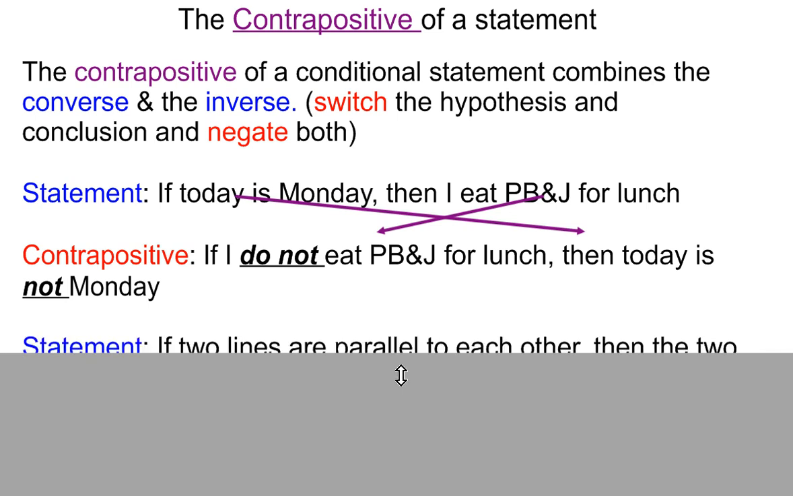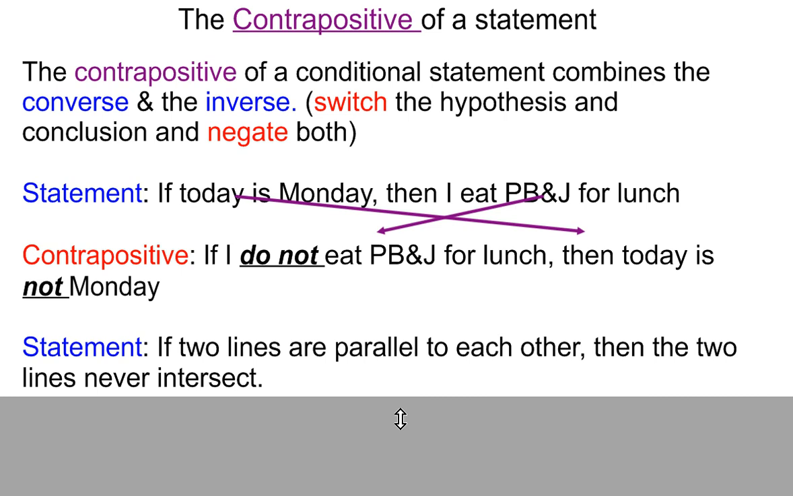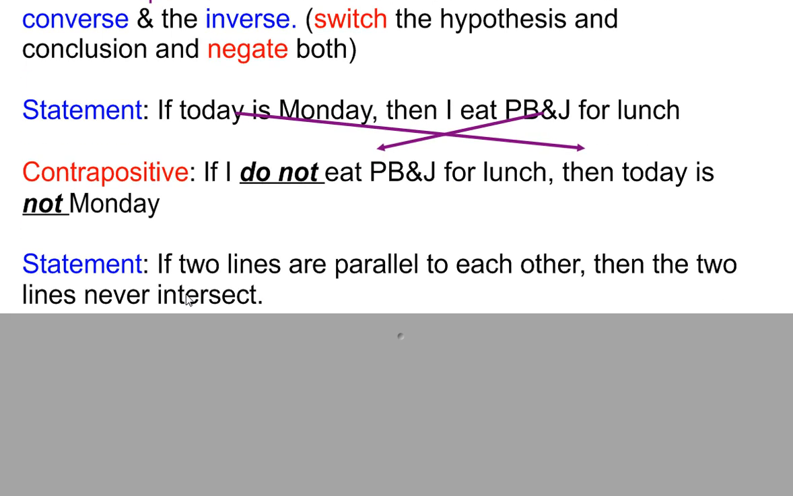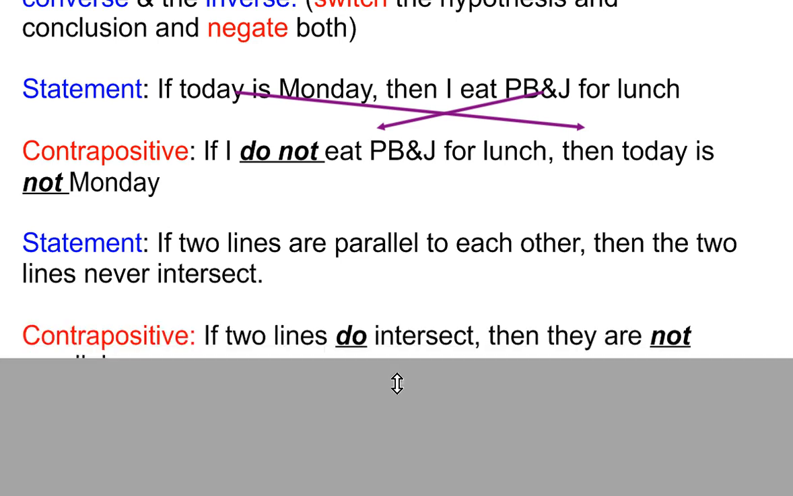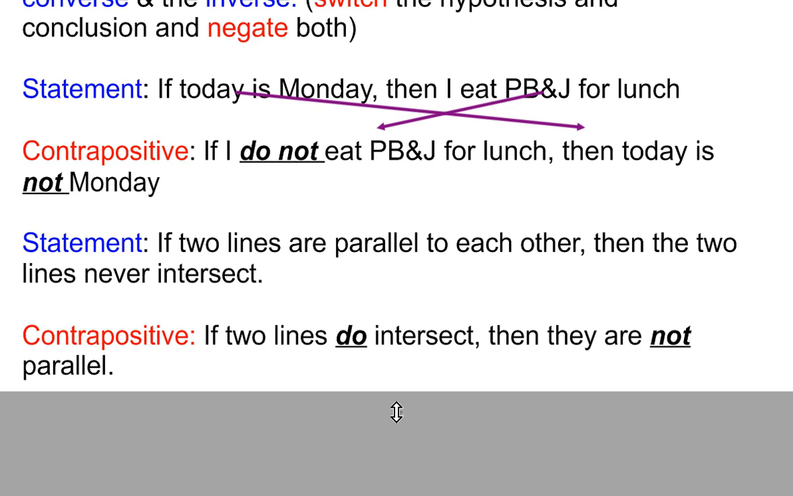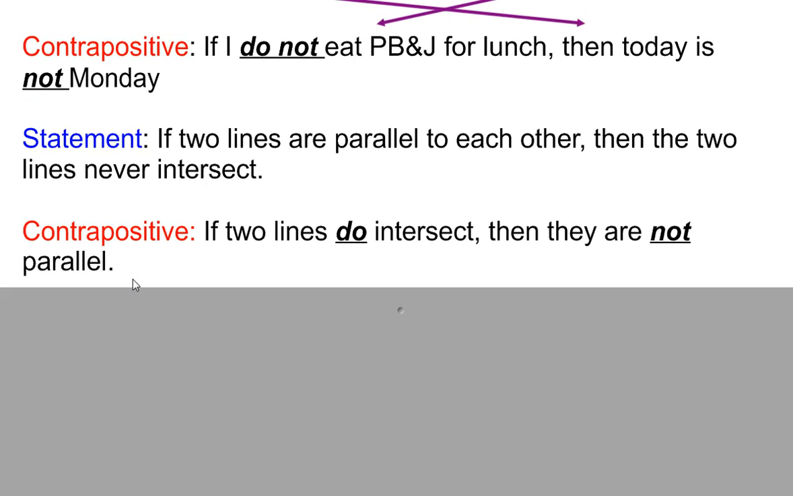Let's take another example. If two lines are parallel to each other, then the two lines never intersect. So see if you can anticipate what the contrapositive is going to be. As you guessed, if the two lines do intersect, in other words, what we're doing is negating never, which means they do, or always do. If two lines do intersect, then they are not parallel to each other. So we flipped the premise and conclusion, and we negated both.